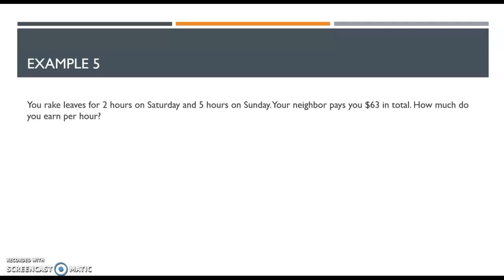I believe this is our last problem. You rake leaves for 2 hours on Saturday and 5 hours on Sunday. Your neighbor pays you $63 in total. How much do you earn per hour? So we're wanting, again, that's per, which tells me I'm multiplying. So I worked 2 hours, but I don't know how much I got paid per hour. So I'm going to put 2 and then x for my payment on Saturday, and 5 hours on Sunday, and we add those together and we should end up with $63 in the end.